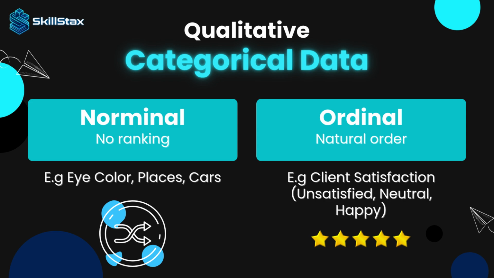Example, a client satisfaction level. If you get a client that's unsatisfied or very unsatisfied, then neutral, then happy or very happy, it follows a specific order of data, which is the natural order that it needs to follow.